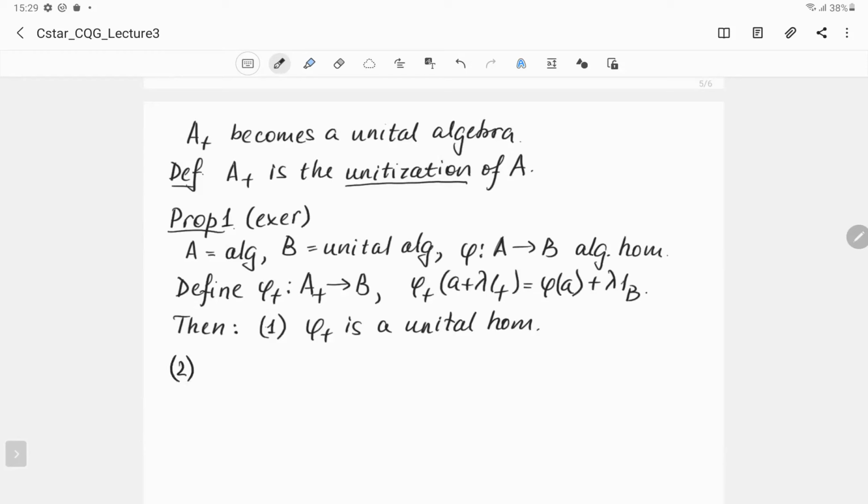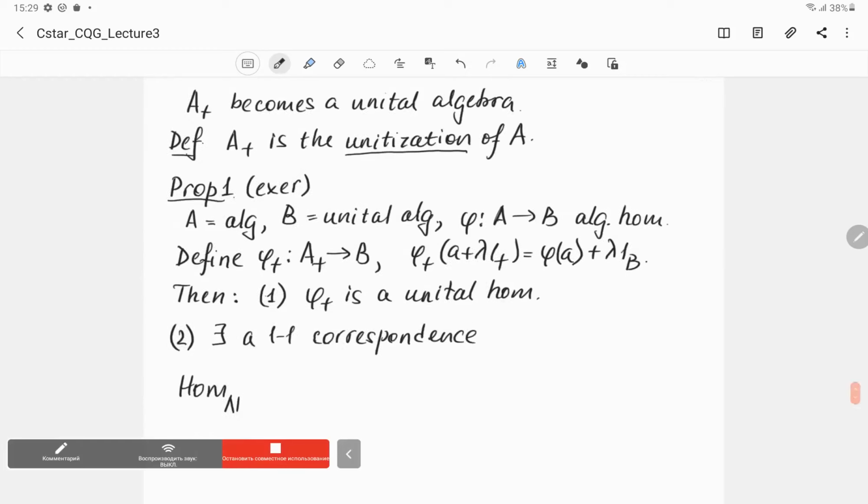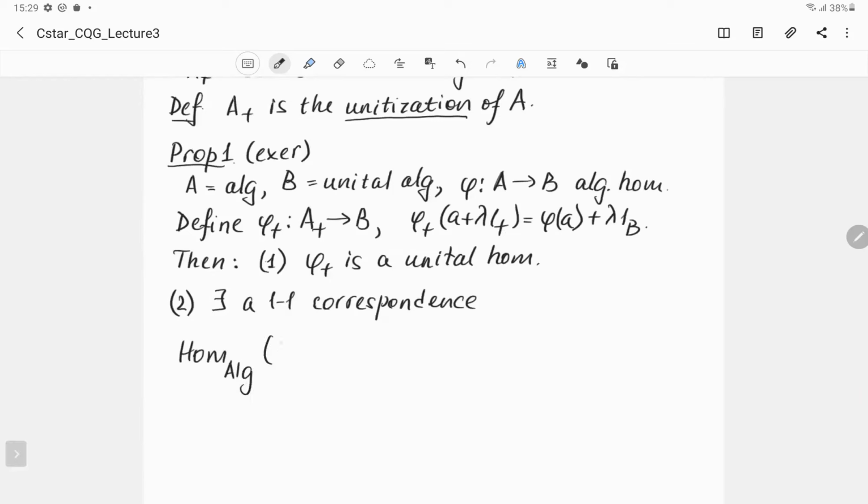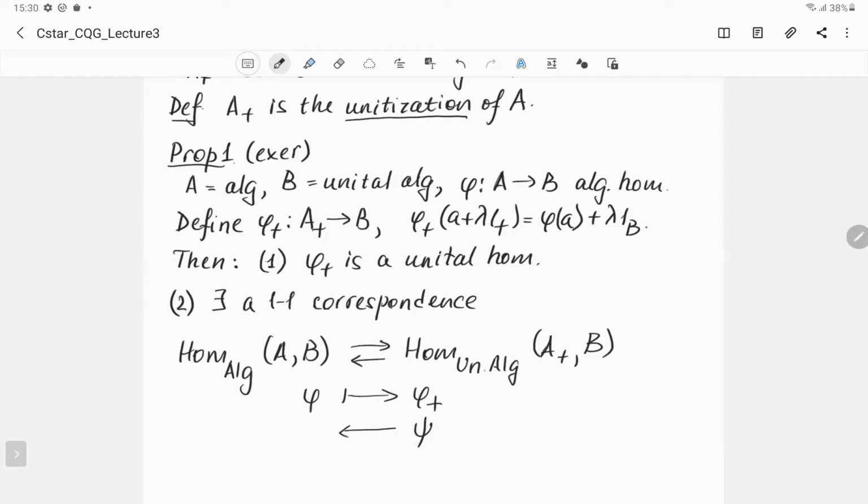And second, we have a one-to-one correspondence between the set of all algebra homomorphisms from A to B and the set of all unital algebra homomorphisms from A plus to B. And this correspondence looks as follows. If phi is an algebra homomorphism from A to B, then we can extend it to A plus as before. So we get a unital homomorphism from A plus to B. And on the other hand, if psi is a unital homomorphism from A plus to B, then we can just restrict it to A.